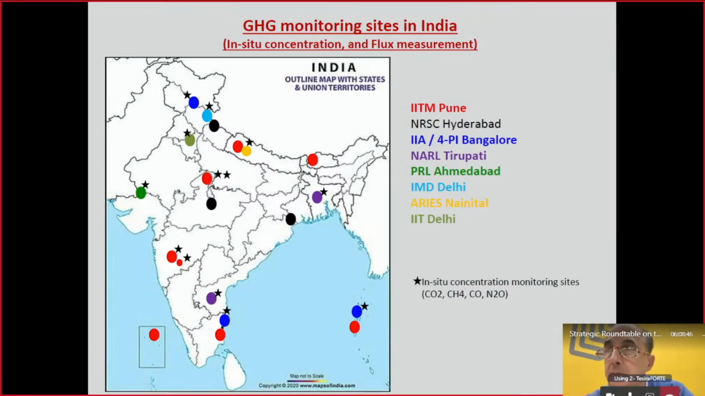And the variables which we are measuring are CO2, CH4, N2O, and then carbon monoxide. So in the name of greenhouse gases, we are measuring only these. So there is no CFC, HFC which is measured. Next.